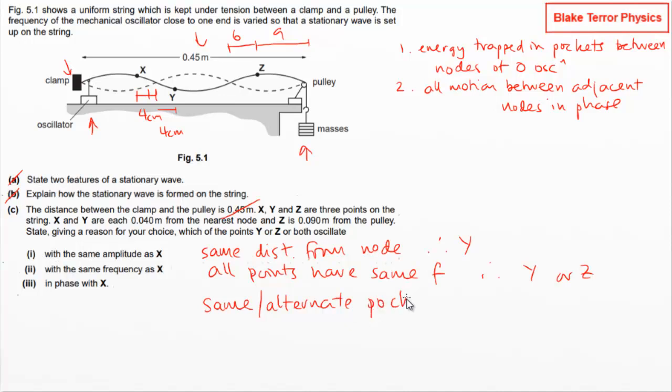We've been using the word pockets. So it can't be Y. Y is going to be out of phase with X. It's going to be anti-phase. So we're going to have Z for that one. So yeah, that was quite a swift question there.